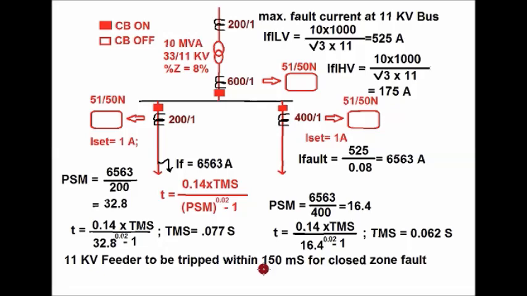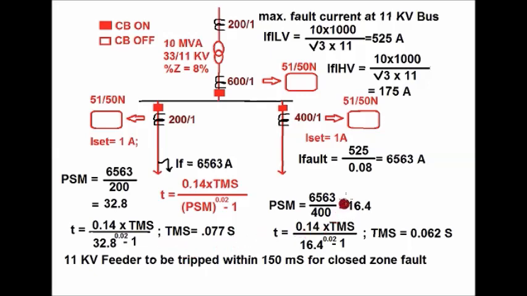We'll calculate the value of the TMS considering this fault current, and considering that the 11 kV feeder is to be tripped within 150 milliseconds for a close zone fault. The plug setting multiplier for this feeder will be fault current divided by relay setting current, which is equal to 6563 divided by 200, which is equal to 32.8. So trip time T is equal to 0.15, which is equal to 0.14 into TMS divided by 32.8 to the power 0.02 minus 1. So the value of the TMS comes as 0.077 second.